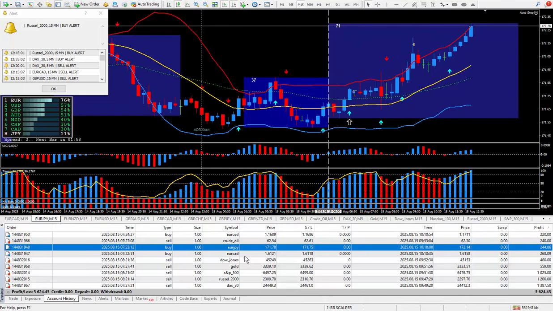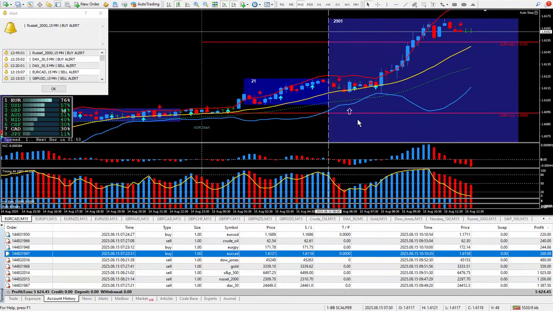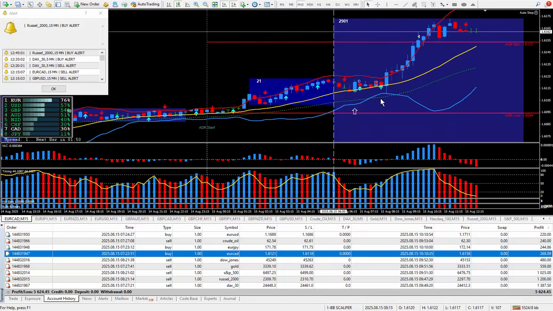Okay, let's move on to the next trade, which is the Euro CAD. Now on this Euro CAD, another one I bought. Arrow from the daily trade plan. Super signal. Trading is easy and a lot of fun once you have all the proper tools. And of course, you have to learn how to operate the tools. So here we go. There was a super signal.